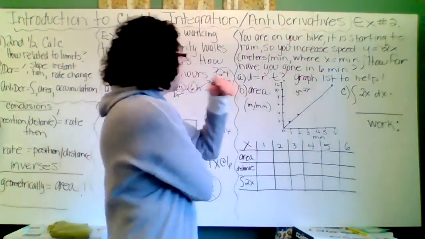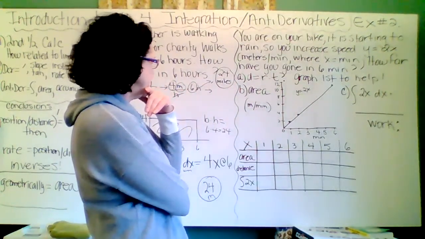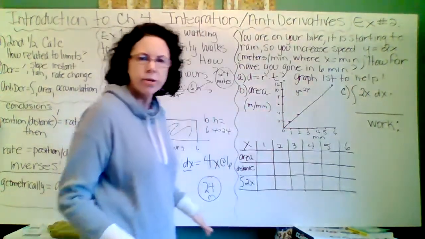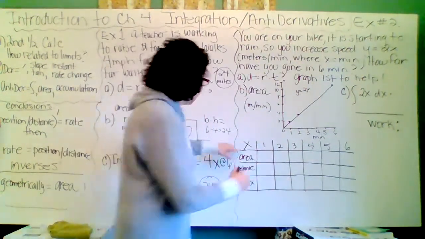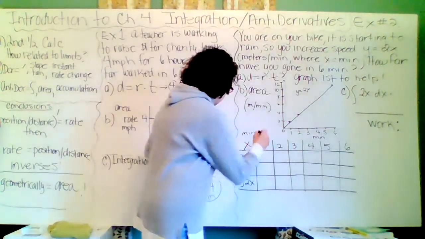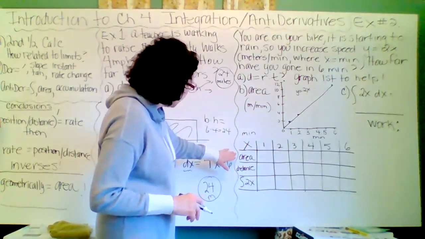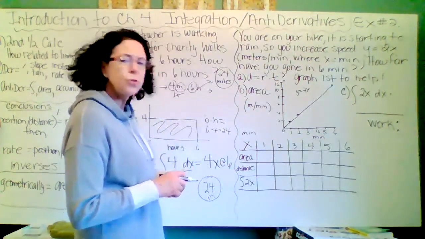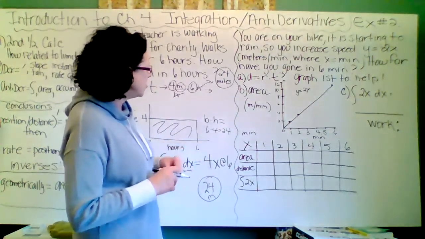All right, now let's see what I can do to help myself with distance equals rate times time. Let's make ourselves a chart since our rate is changing, and x is going to be the time in minutes. And let's first do the area, then the distance, and then let's do the integral, the antiderivative. Okay, so let's first do the area.